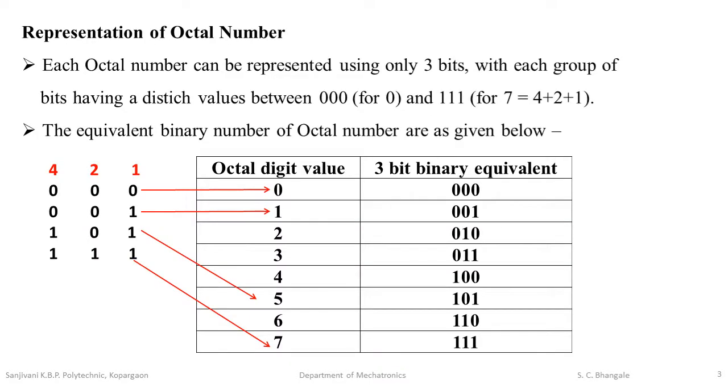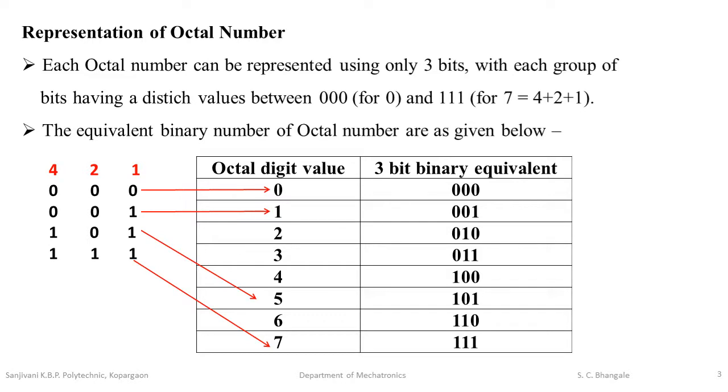Now we'll see how we can represent an octal number. Each octal digit can be represented using only 3 bits. See, this is very important. And the digits we are going to use in the octal number system are 0 to 7. So each digit can be represented in only 3 bits, with each group of bits having a distinct value between 0, 0, 0 and 1, 1, 1.